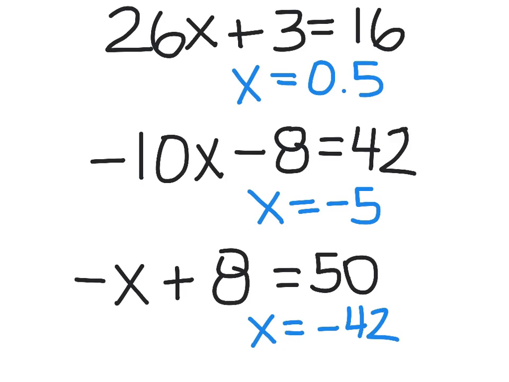Here are the answers that you should have had. x equals 0.5, x equals negative 5, and x equals negative 42. If you got any of these wrong, look back at your work and see if you can figure out where you made the mistakes. That is all I am going to do for this video today.